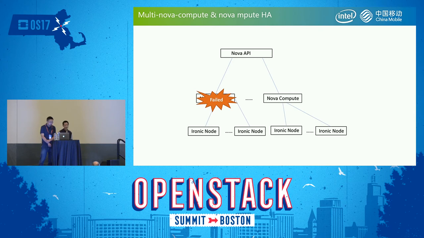So with the Nova compute HA solution, the Ironic nodes behind the failed Nova compute will be taken over by the other compute services.